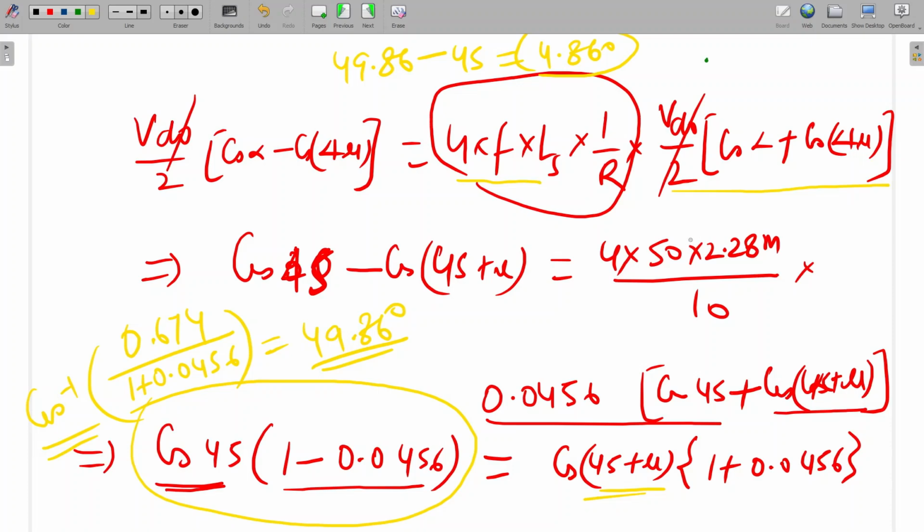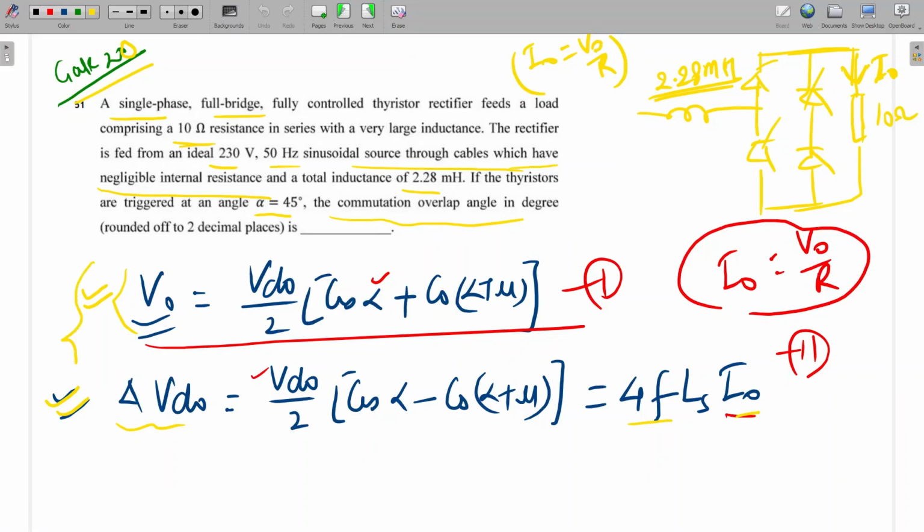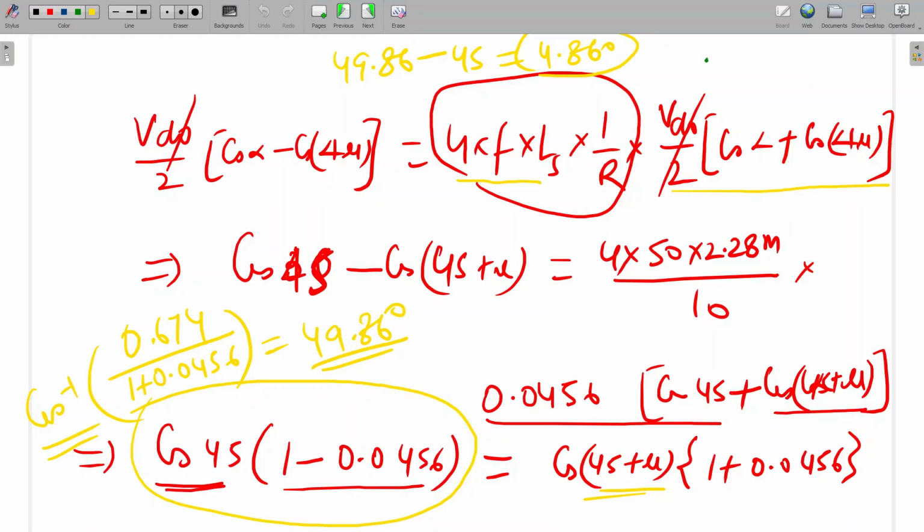Yes, sir. Simple only. See, it is a 2 marks question. If you know these two equations, you simply put the values, and within 2 to 3 minutes you will get the final answer. So the final answer is 4.86 degree. Is it clear to all? Yes, sir. Okay, so I'm moving to the next question.